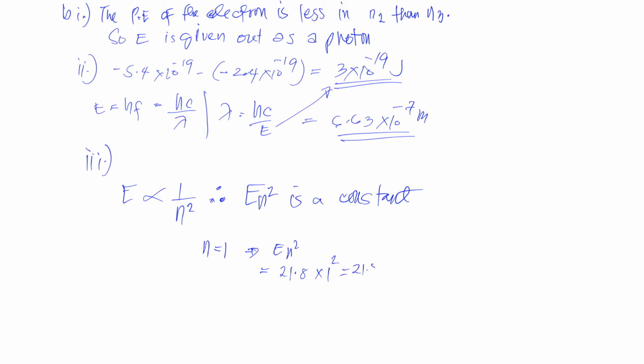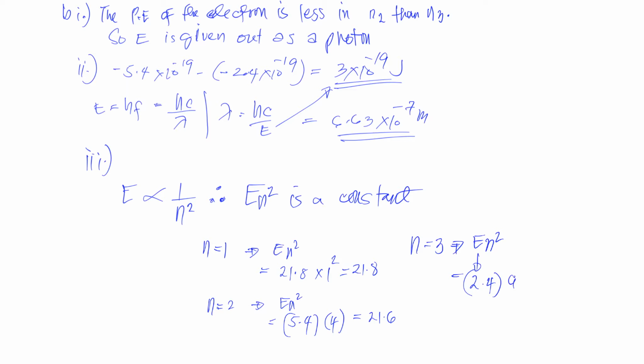It gives us 21.8. Now if n is equal to 2, then E n squared equals 5.4 times 4. That gives us 21.6. If n is equal to 3, then the value of E at n level 3 is 2.4, and 3 times 3 is 9, so that is 21.6. So we have shown that it is inversely proportional. It is all constant here. They are very close to each other, so we can consider those numbers as constant.